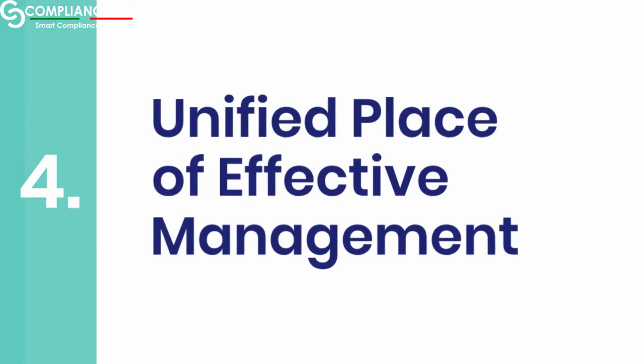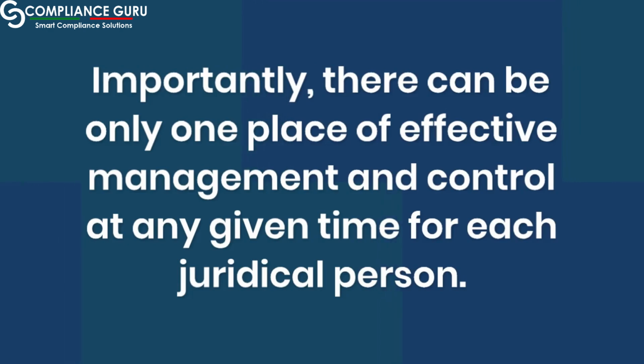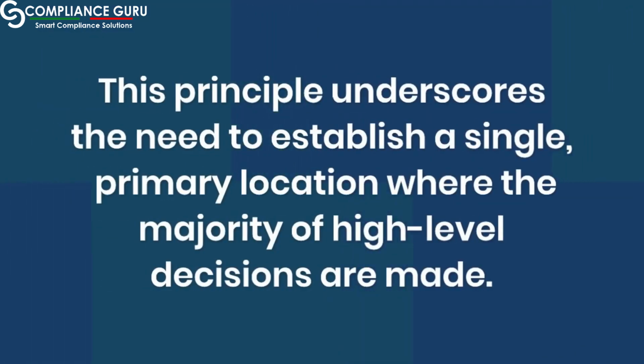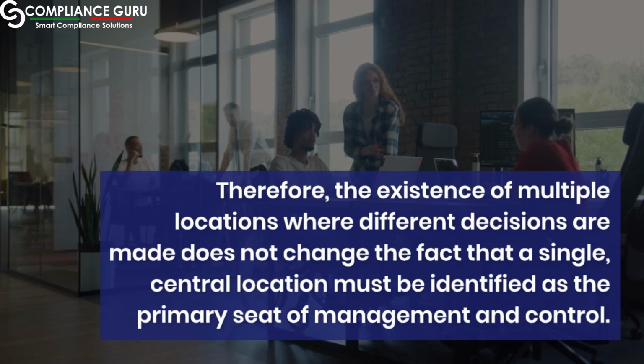4. Unified place of effective management. Importantly, there can be only one place of effective management and control at any given time for each juridical person. This principle underscores the need to establish a single, primary location where the majority of high-level decisions are made. Therefore, the existence of multiple locations where different decisions are made does not change the fact that a single, central location must be identified as the primary seat of management and control.